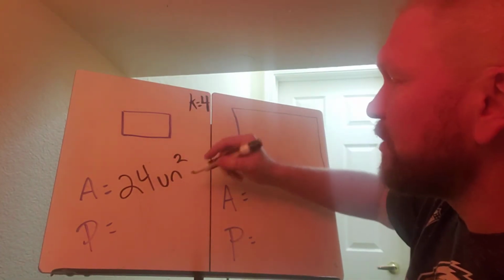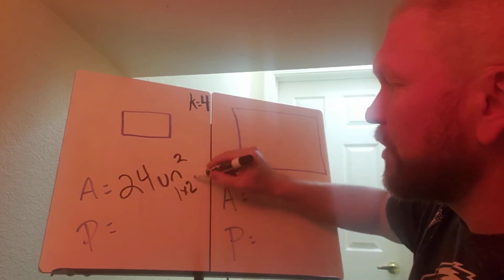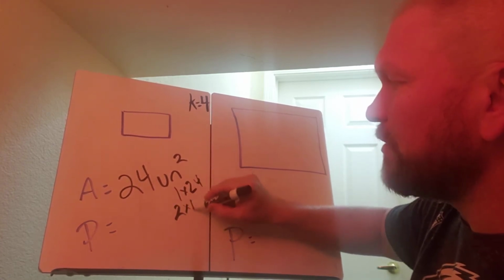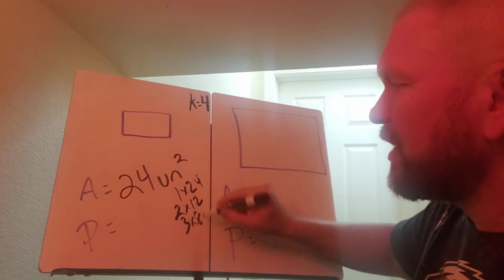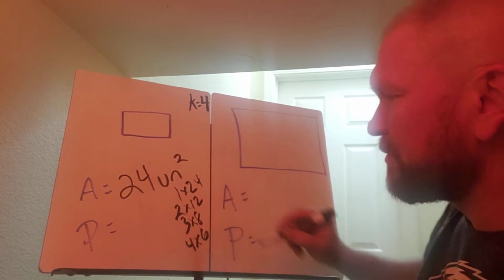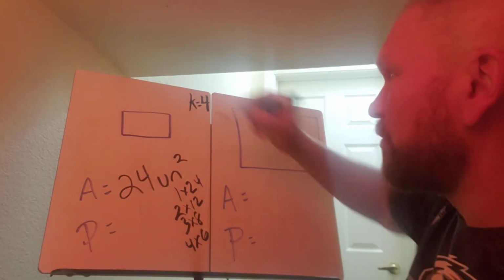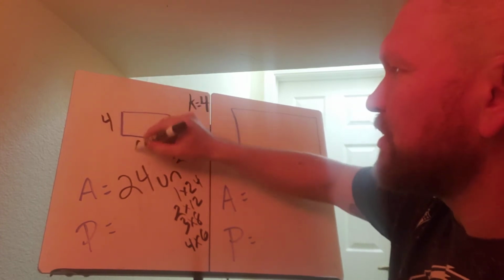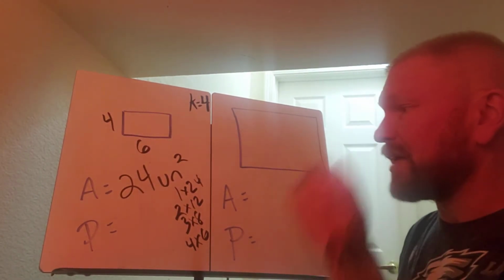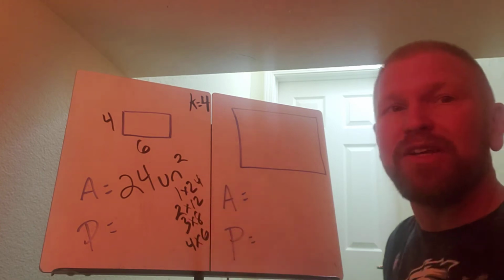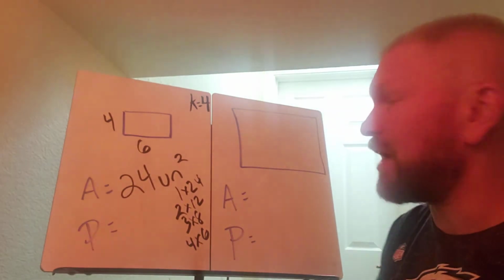You could have made your length and width a 1 by 24. You could have made it a 2 by 12. You could have made it a 3 by 8. You could have made it a 4 by 6. For mine, I'm just going to choose 4 by 6. I'm going to say this is 4, this is 6 for the length and the width. But again, any of these integer combinations would have worked depending on how you did it.